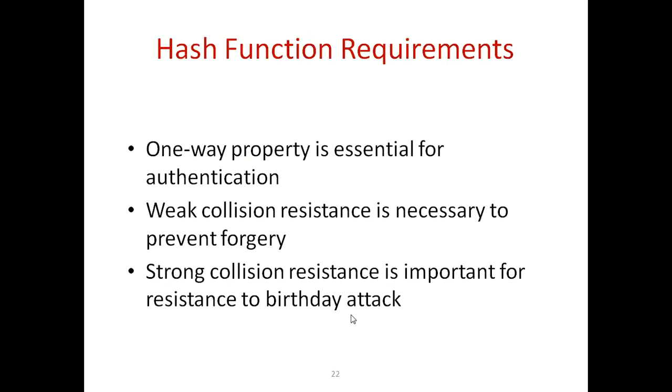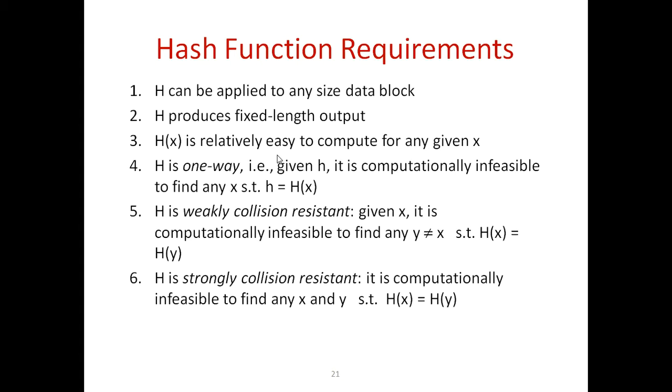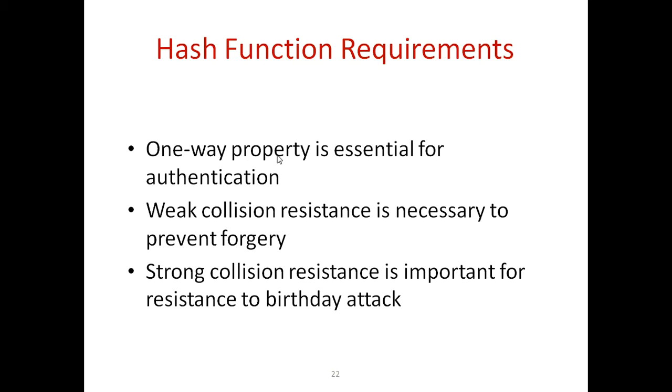Hash function requirements. What is the simple main conclusion? The one-way property is the main important one. Previously we discussed six requirements. These three are essential: the one-way property is essential for authentication. Weak collision resistance is necessary to prevent forgery. Strong collision resistance is important for resistance to the birthday attack.